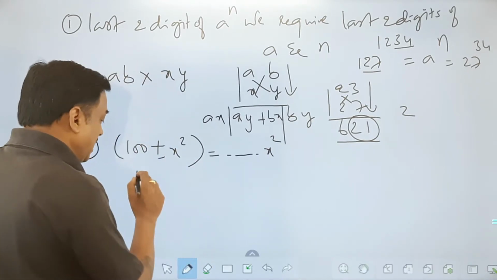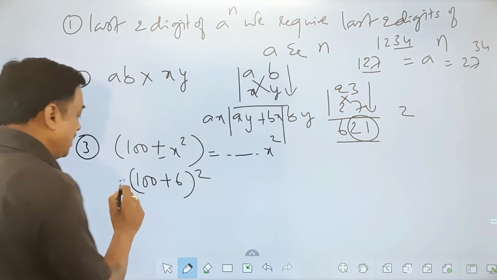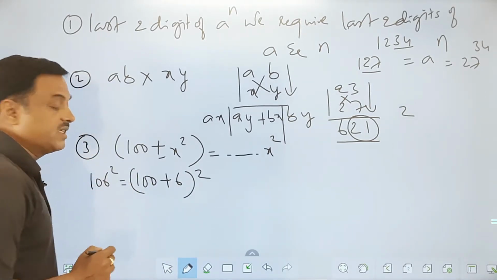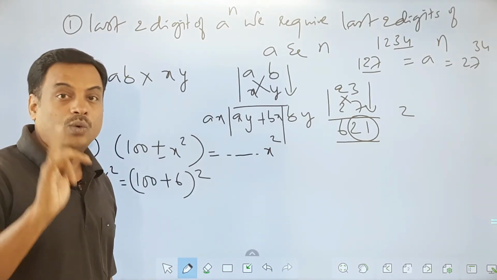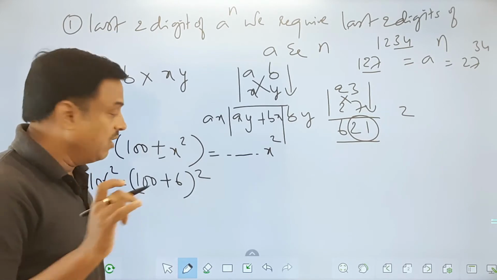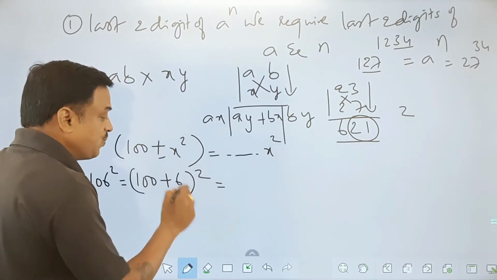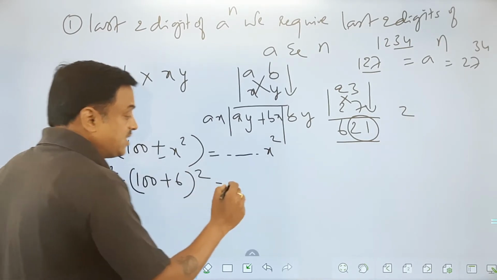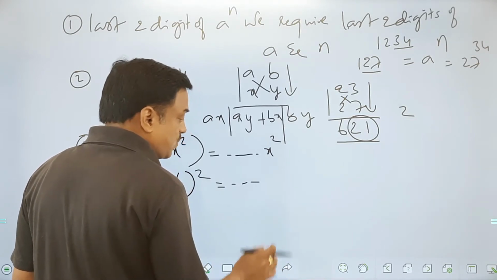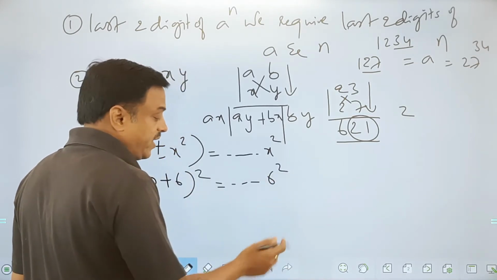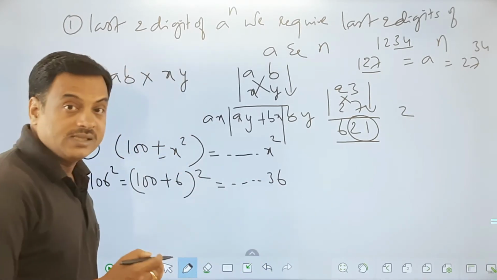For instance, if I say (100 + 6)², in other words, I am trying to find 106², I am not interested in the entire number. I am interested in only the last two digits, what it will be. For that, if you compare these two, in place of x we have 6. So the last two digits will be 6², or you can say directly x², or 6². So what is 6², friends? 36. So I'll write here the last two digits will be 36.